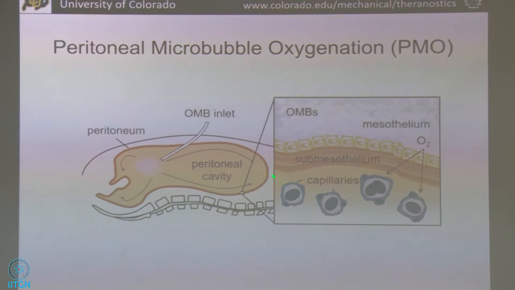Surrounded by the peritoneal membrane. It's the membrane that lies between the organs of the body, and then there's a skin barrier here. So there's a cavity here that we can fill with oxygen microbubbles. And the idea is that oxygen can diffuse through the mesothelium, the submesothelial layer, to the capillaries and deliver oxygen systemically.